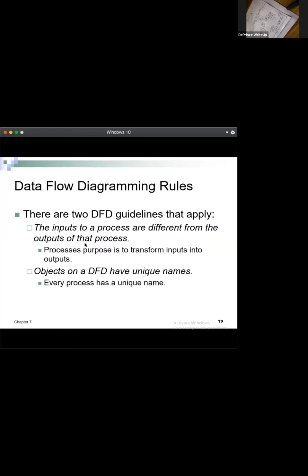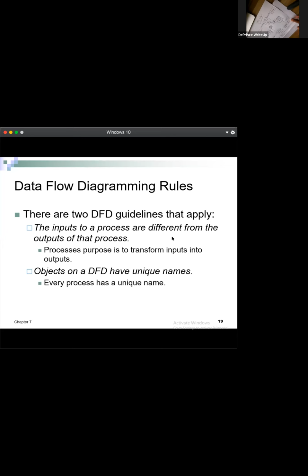Okay, so let us look at the rules for drawing data flow diagrams. What are the rules you must pay attention to when you are drawing data flow diagrams? There are 2 data flow diagram guidelines that appear. The inputs to a process are different from the output to that process. Okay, the input to a process is different from the output to that process.